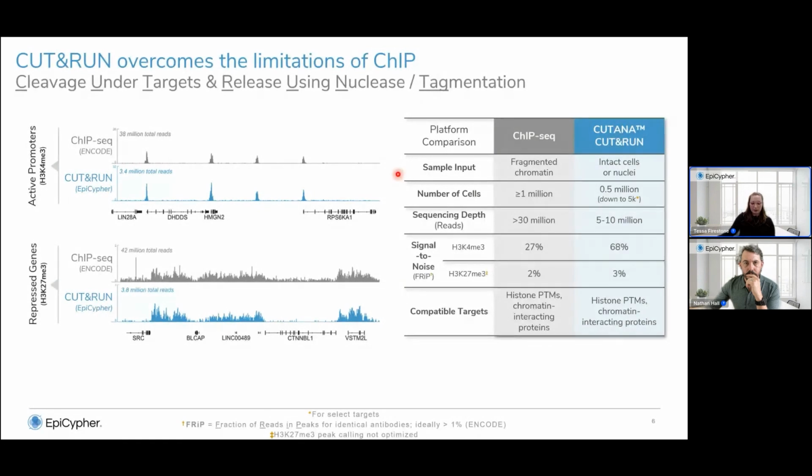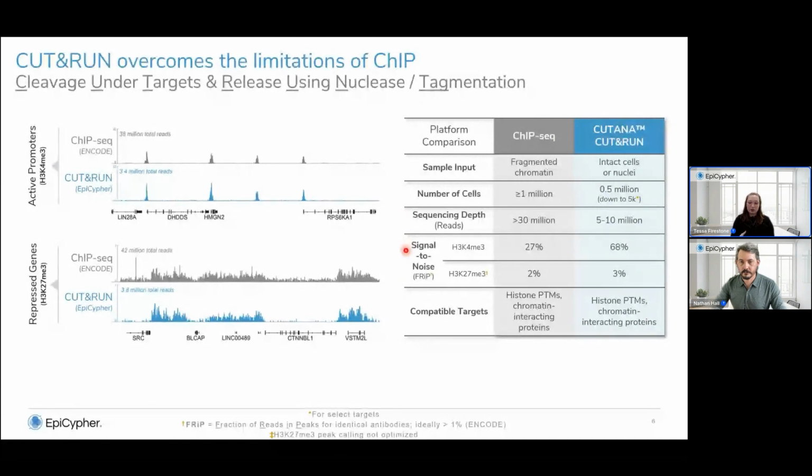Starting first with sample input. ChIP has used fragmented chromatin, where CUT&RUN uses intact cells or nuclei. Next, looking at the number of cells, the ChIP-seq has needed over 1 million per reaction, where CUT&RUN needed 500,000 cells. Next is the sequencing depth. ChIP-seq needed over 30 million reads to create a sufficient signal, where CUT&RUN only needed 3 million reads to generate the same enrichment patterns. Next is the signal-to-noise ratio.